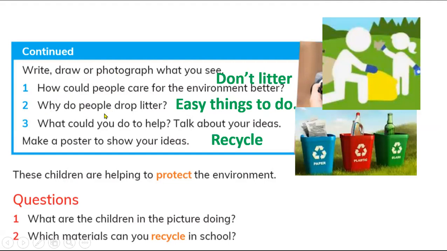Two, why do people drop litter? Because they think it is the easy thing to do. They will not look around and find the bin. So they just throw it anywhere. Three, what could you do to help? You have to recycle paper. So what could you do to help? You have to just recycle things in the bin.